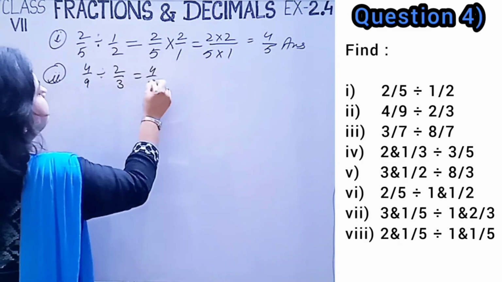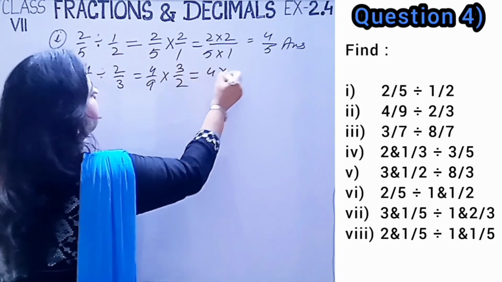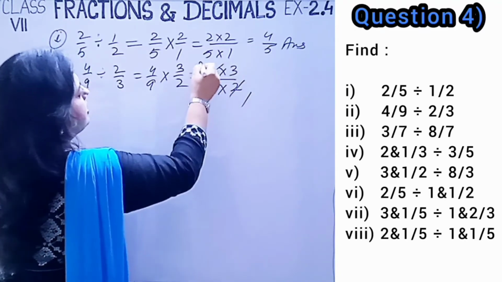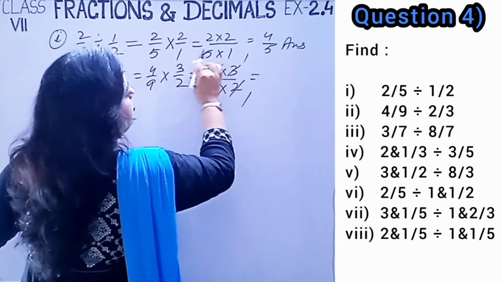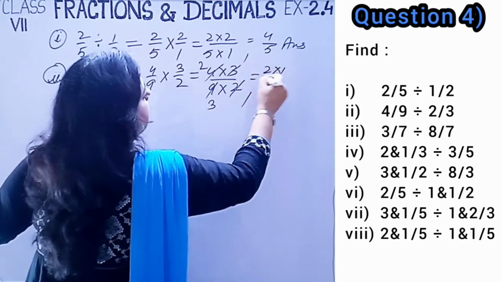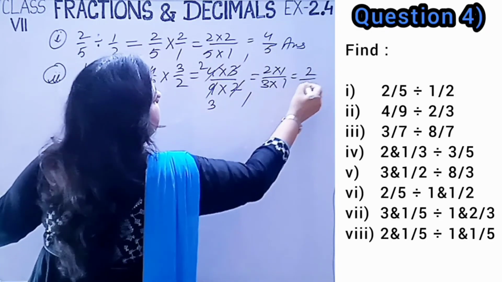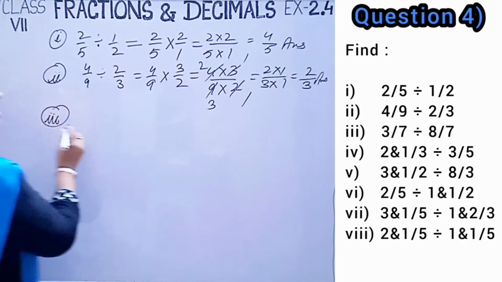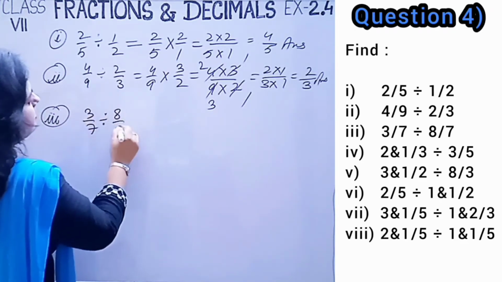Second part, 4 by 9 divided by 2 by 3. So 4 by 9 multiply 3 by 2. Here 4 into 3 and 9 into 2. So 2 1s are 2, 2 2s are 4, 3 1s are 3, 3 3s are 9. So 2 1s are 2 and 3 1s are 3. Answer.